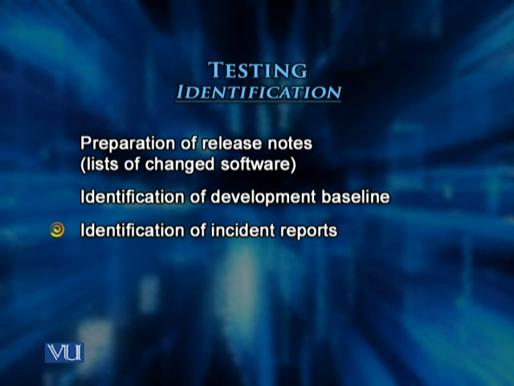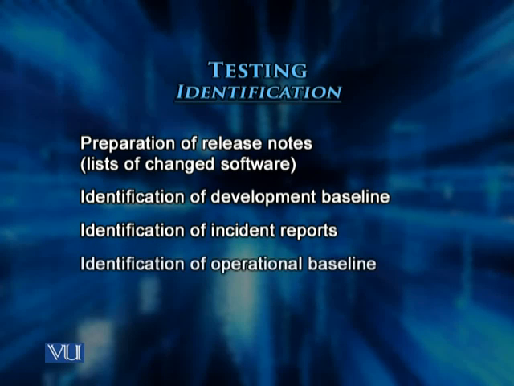Identification of incident reports is done in testing. And similarly, identification of operational baseline is necessary for software testing. The control function also has an important role in testing. As you know, control activities are managed and approved by the change control board meetings.